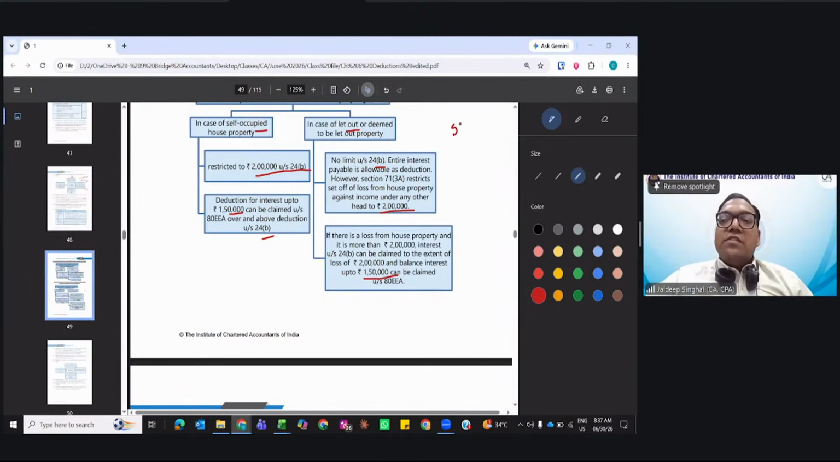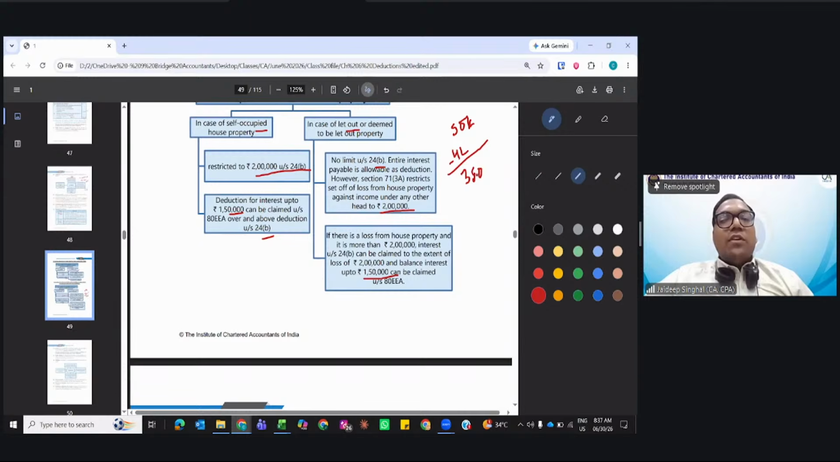Let's suppose it is a let out property. Your rent received is 50K. You have paid interest of 4 lakhs. I am ignoring the 30% condition for now. Please do not make it an issue and come back to me again and again. 50K minus 4 lakh, it is coming 350K negative.